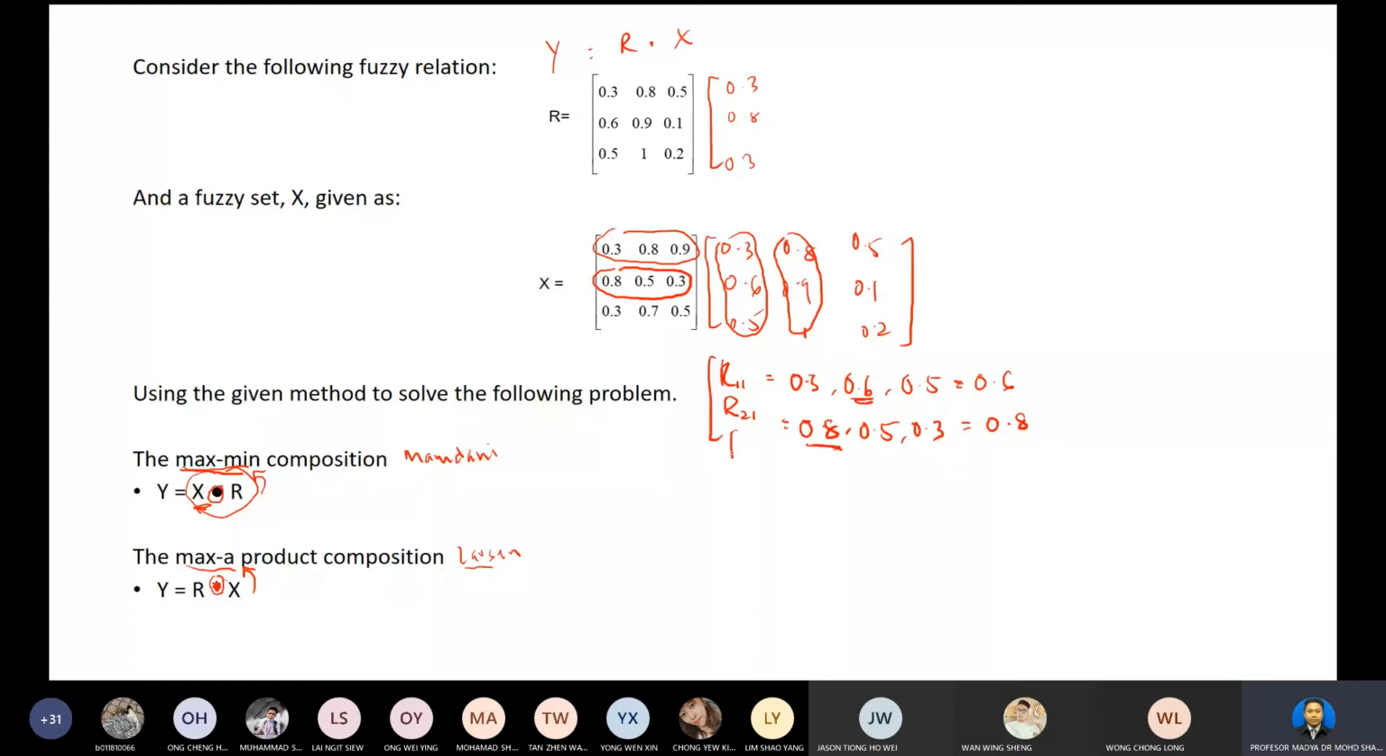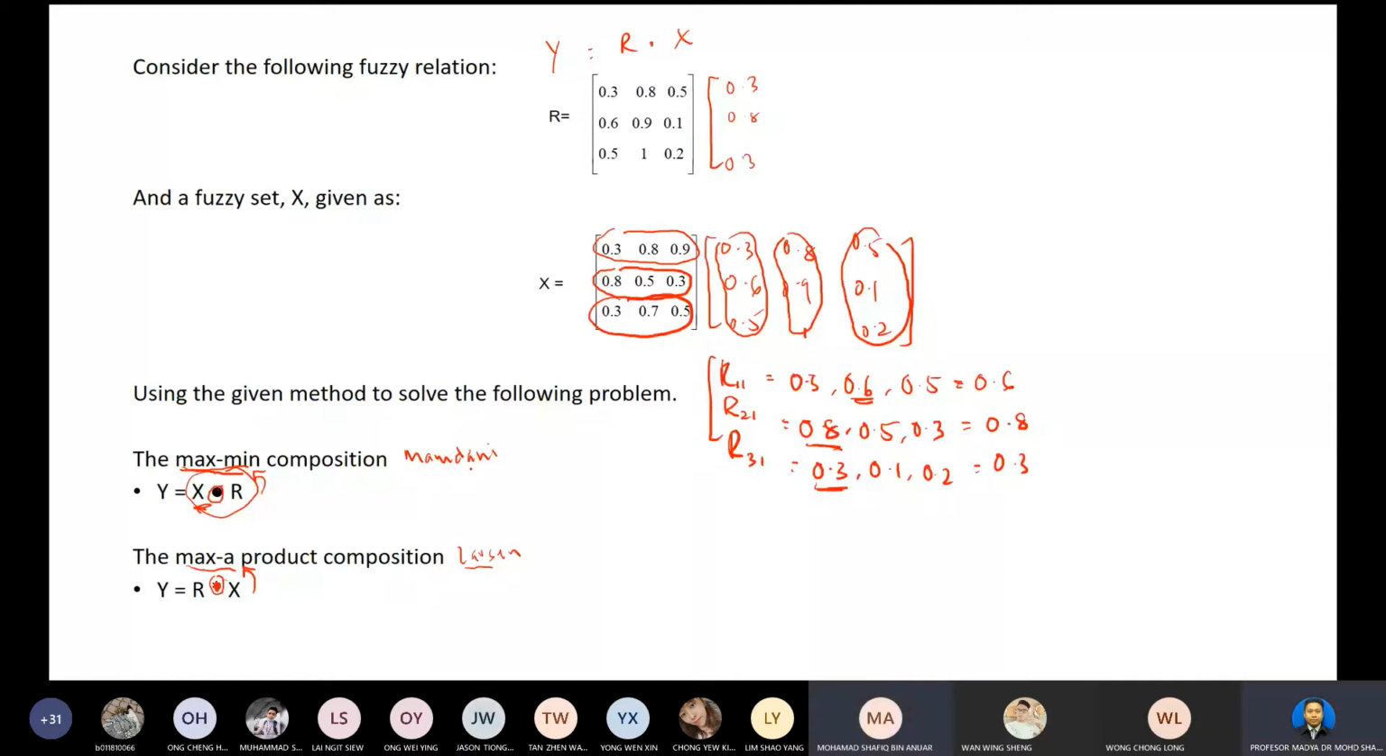Then next, for example, R31. This row is compared with this column. 0.3 and 0.5, the minimum is 0.3. 0.7 and 0.1, 0.1. 0.5 and 0.2, 0.2. Then select the maximum, which is 0.3. So when we use max-min, that means we use Mamdani. Clear, guys?